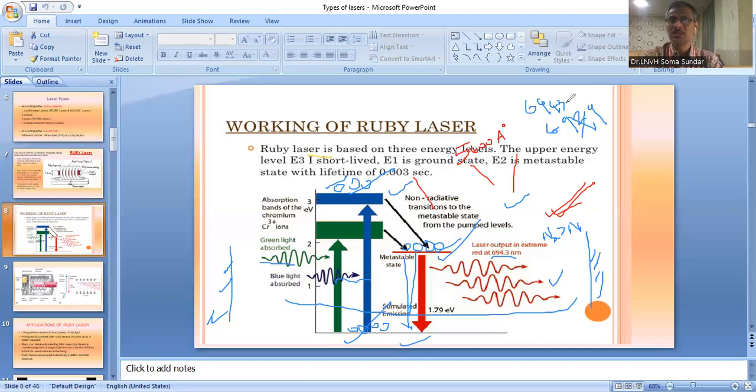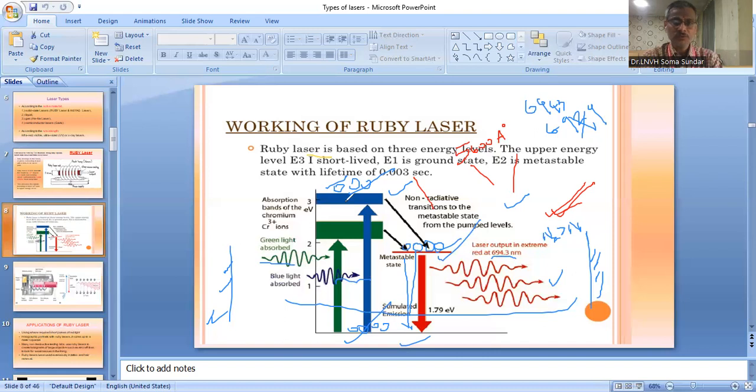We have several applications and advantages of the ruby laser, and the ruby laser also has certain disadvantages. Because of these disadvantages, we have to switch to another laser called the helium neon laser. It's a gas laser, a 4-level gas laser invented by Ali Javan in 1961.